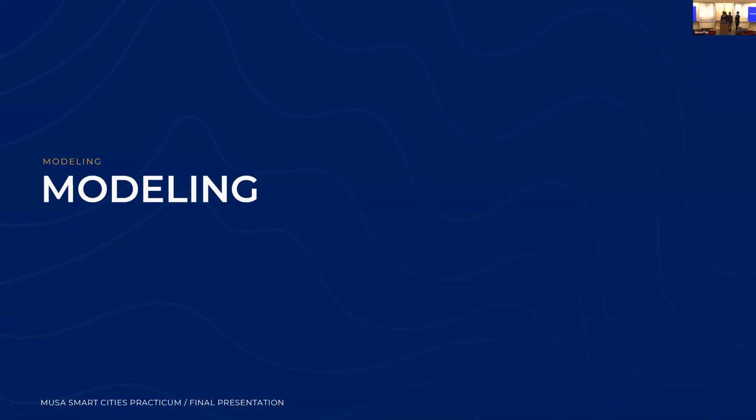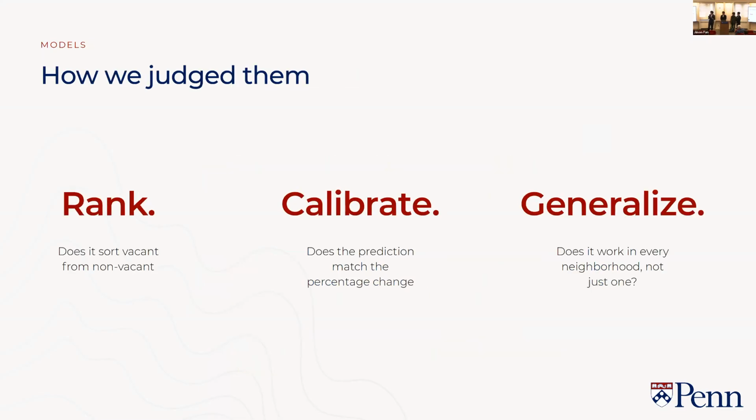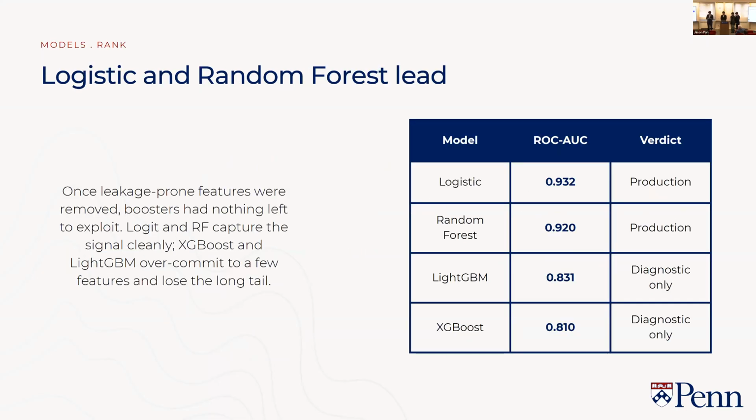All right, moving on to the modeling section. So with a class imbalance of 1.1% vacancy rate in Philadelphia, we had this issue where we wanted to make sure our models actually work. So we played around with 4 different models: logistic regression, random forest, and 2 boosted models. How we're going to rank these is we start with ranking, whether or not it actually properly sorts vacancy from non-vacancy. Then we want to make sure it calibrates, making sure its output matches reality on the ground. And finally, we want to make sure that it's actually generalizable across the entire city and not just remembering one part of the city itself.